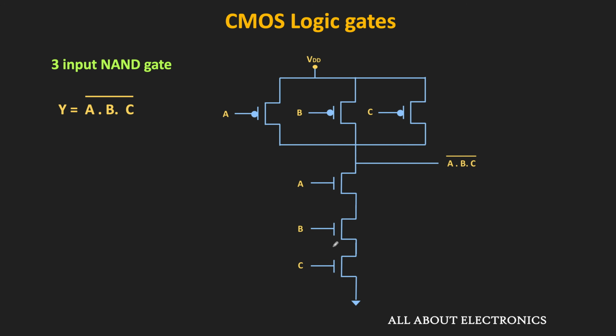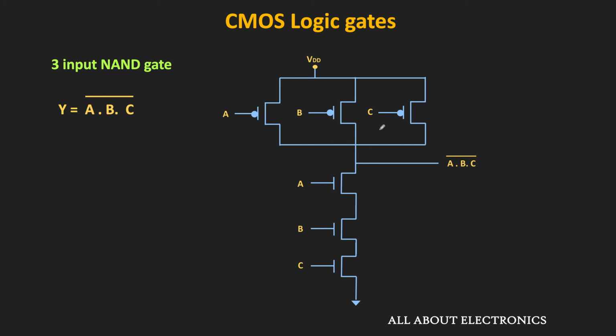So here, if A, B and C are the inputs to the NAND gate, then its output will be equal to A dot B dot C whole bar. So for a moment, let's forget this bar and let us implement this NMOS network. Since we have an AND operation between A, B and C, all three NMOS transistors will get connected in series. And if we see the PMOS counterpart, then 3 PMOS transistors will get connected in parallel. So in this way, we can also implement the 3-input NAND gate using the CMOS logic.